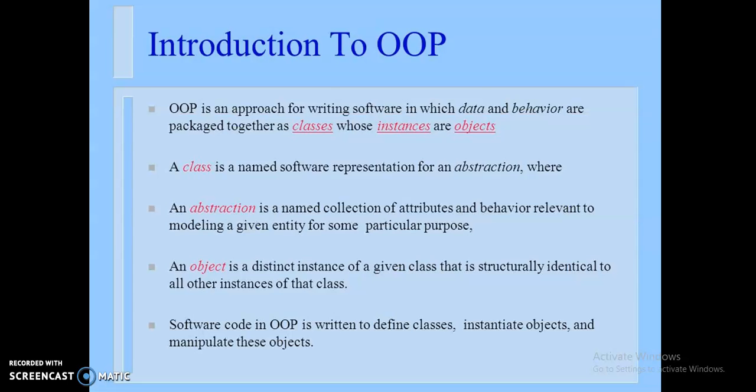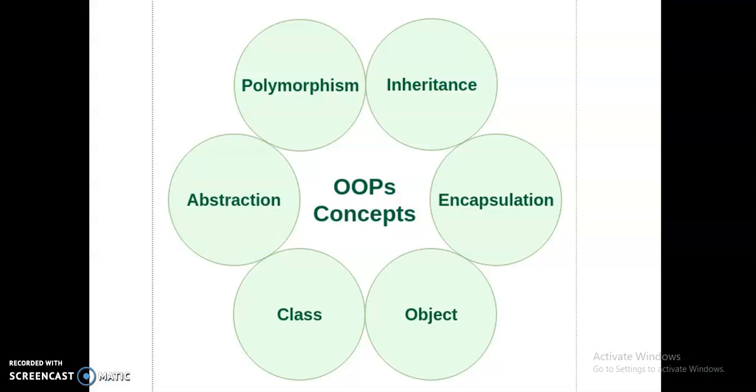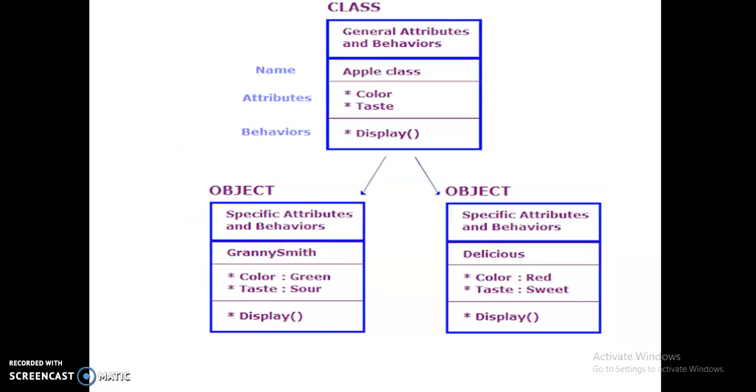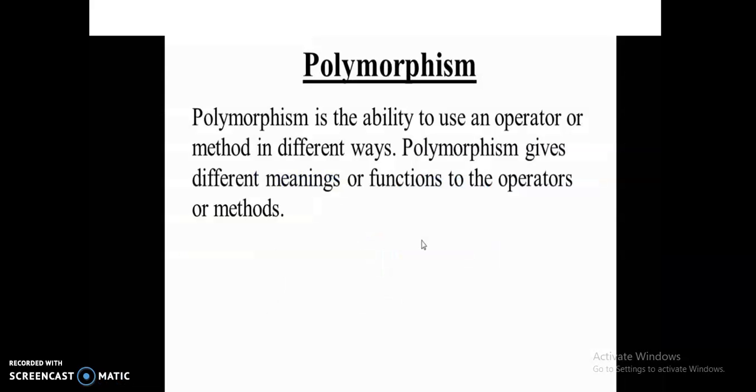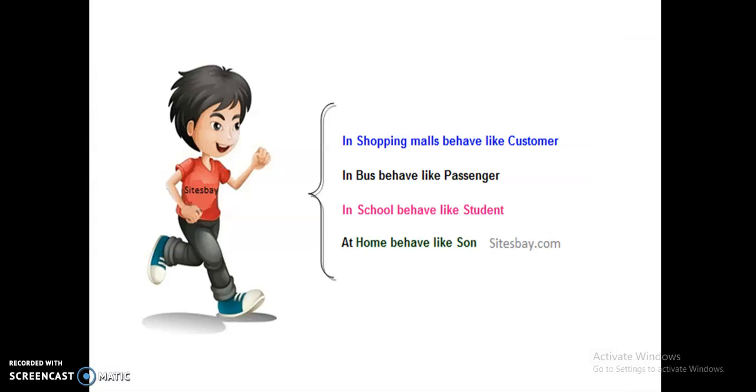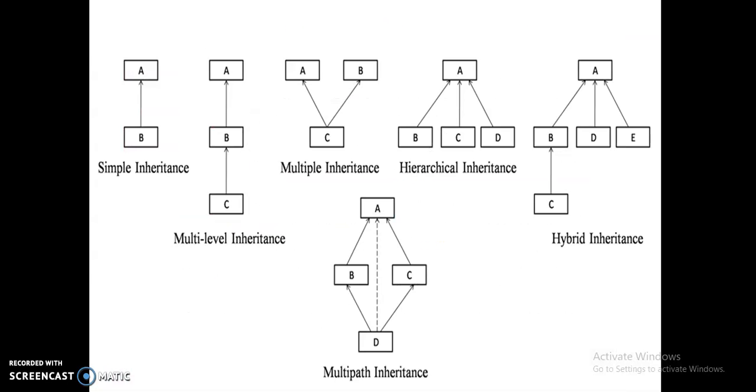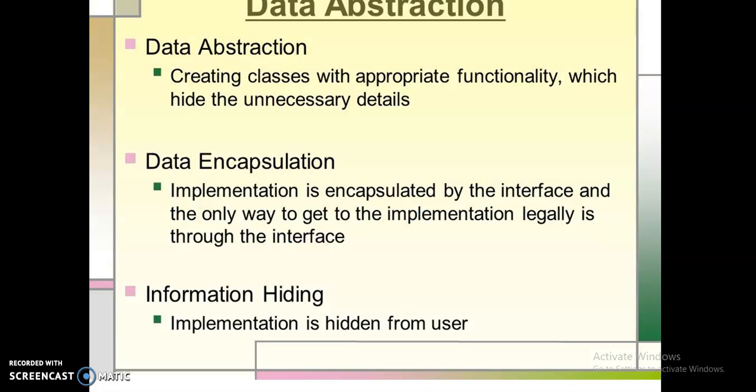In my previous video, I explained to you about class, object, encapsulation, polymorphism and inheritance. The abstraction I missed in the last class. So I will now explain what is called data hiding or data abstraction. Data abstraction is used to create classes with appropriate functionality which hide the unnecessary details.